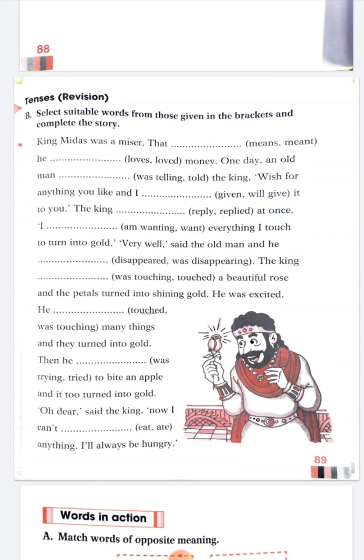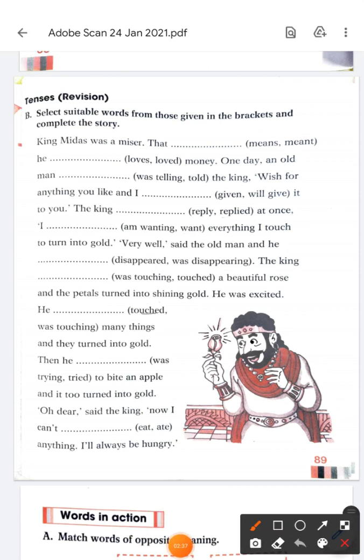Oh, this story is about King Midas. Everybody's heard about King Midas? That greedy king. He wanted gold and money always. Then what happened one day? When did he realize that he had done something wrong? His daughter came and sat in his lap and she also turned into gold. Everybody knows this story, no?